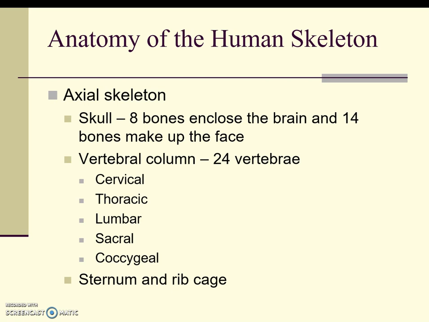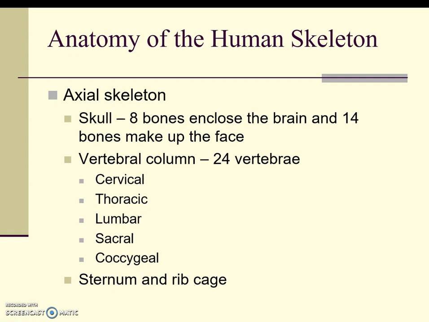The axial skeleton is made up of the skull. The skull is made up of bones that enclose the brain, which is called the cranium, and then the 14 bones that make up the face. Then we have the vertebral column, or the backbone. That's made up of 24 vertebrae, and the order of the vertebra is cervical, thoracic, lumbar, sacral, and coccygeal.